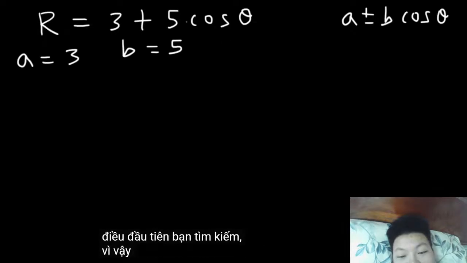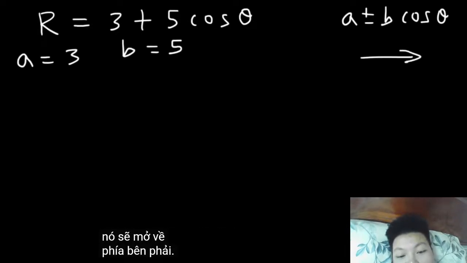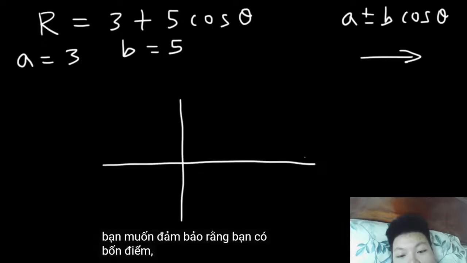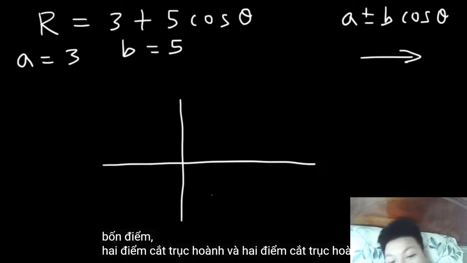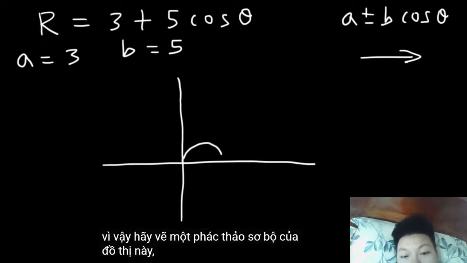So we have positive cosine, which means it should open towards the right side. Now, when graphing this type of limaçon, you want to make sure you get 4 points: two x-intercepts and two y-intercepts. So let's draw a rough sketch of this graph.